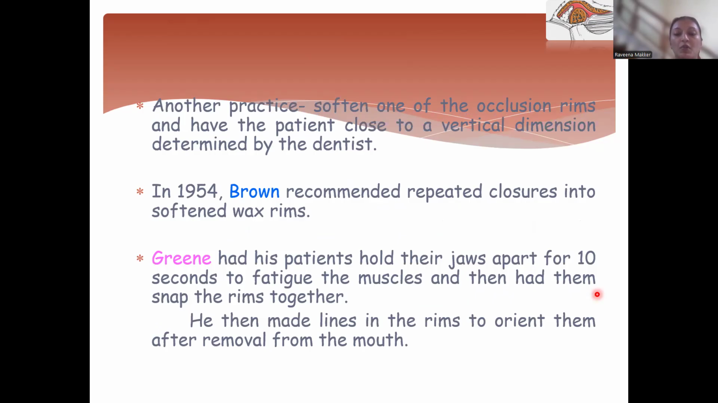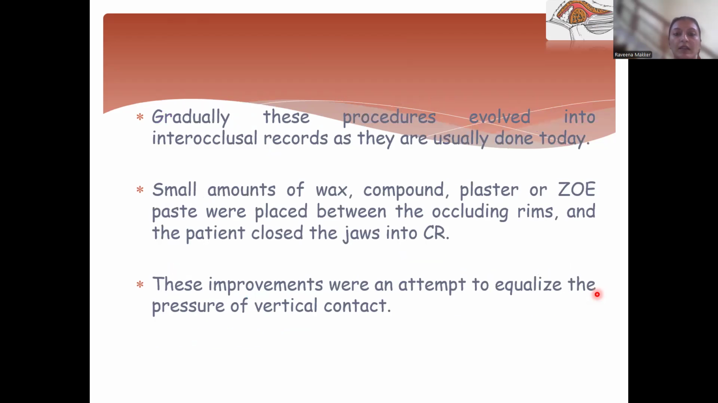Green had his patients hold their jaws apart for 10 seconds to fatigue the muscles and then had them snap the rims together. He then made lines in the rims to orient them after removal from the mouth. Gradually, these procedures evolved into interocclusal records as they are usually done today. Small amounts of wax, compound, plaster, or ZOE paste were placed between the occluding rims, and the patient closed the jaws into centric relation. Now, these improvements were an attempt to equalize the pressure of vertical contact.